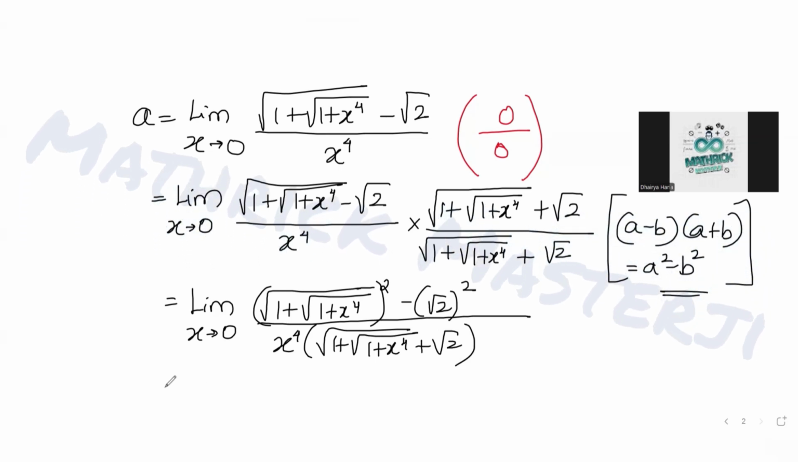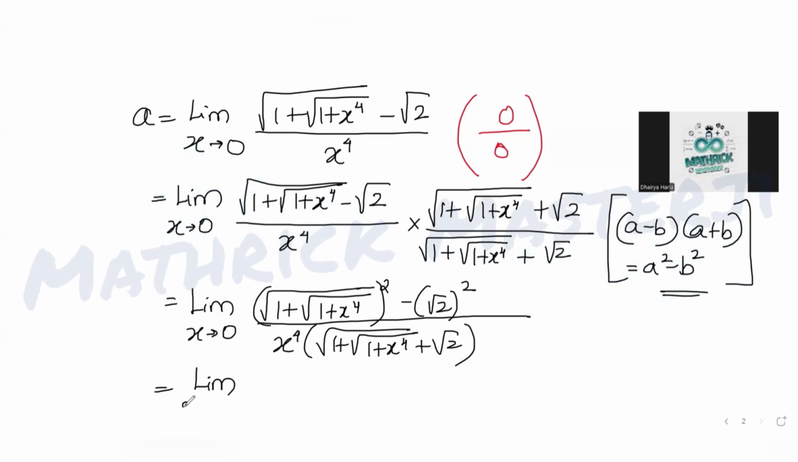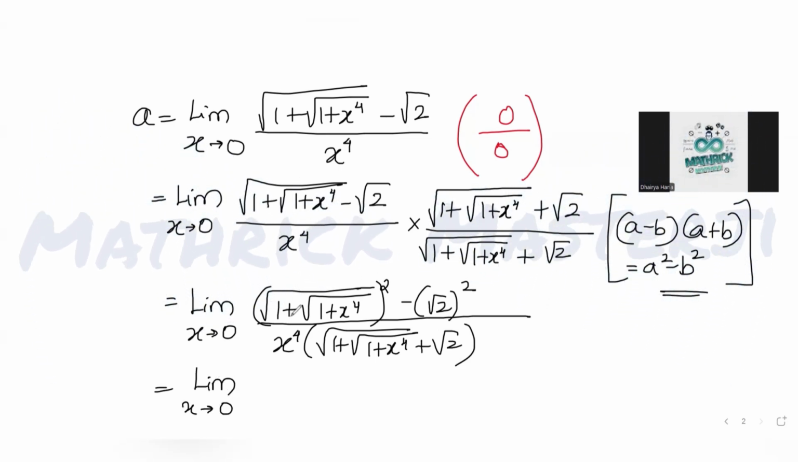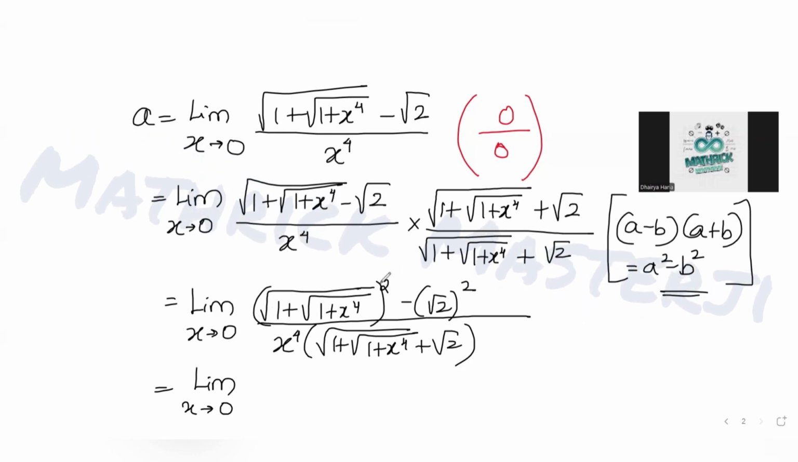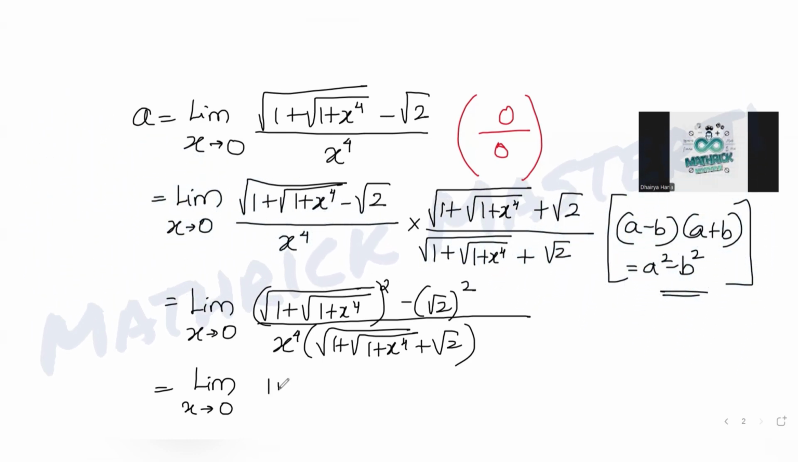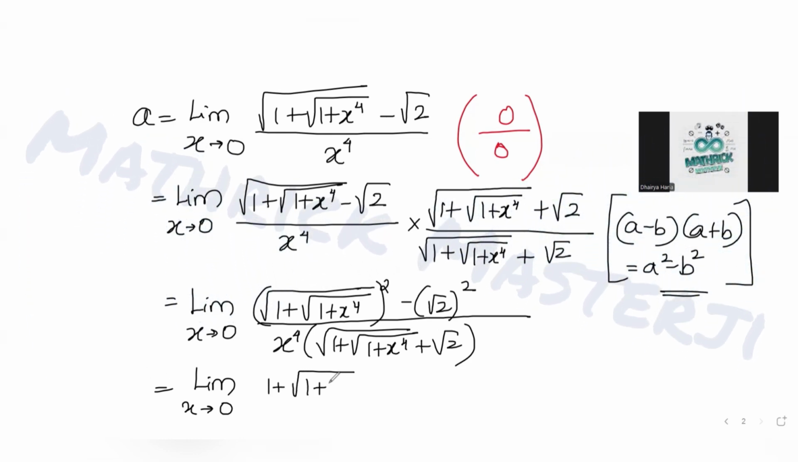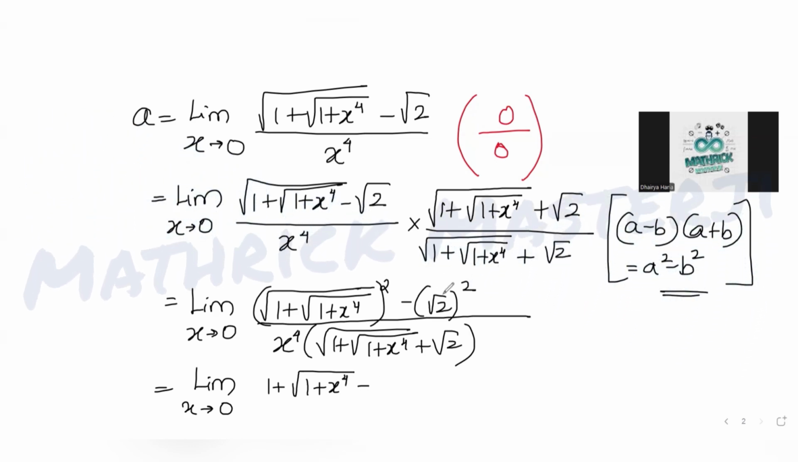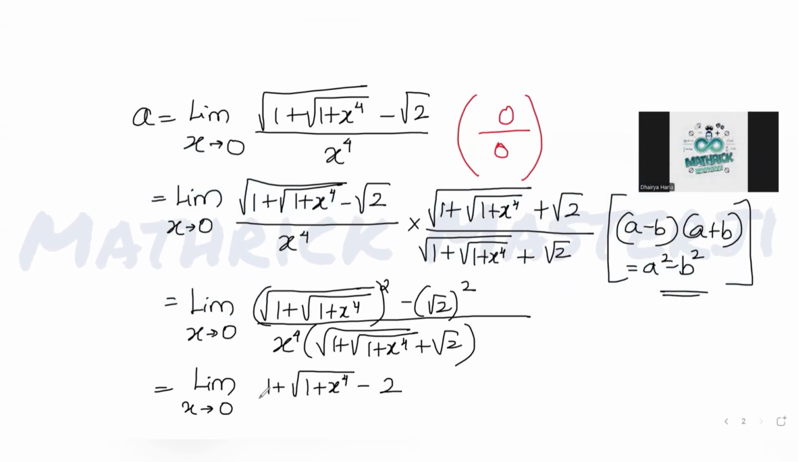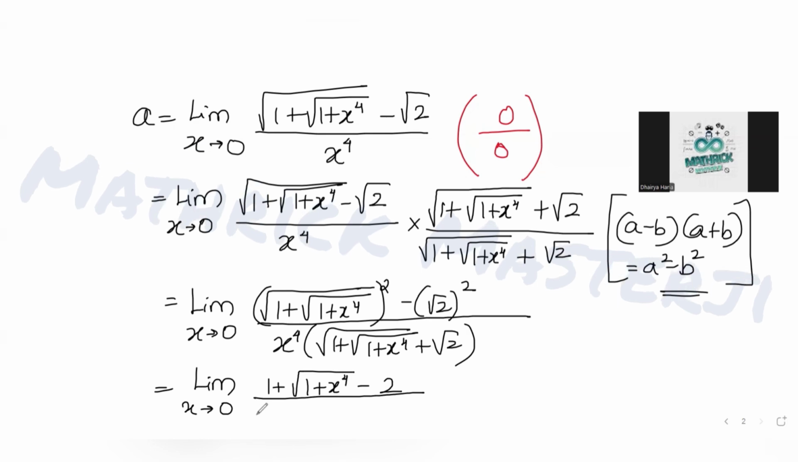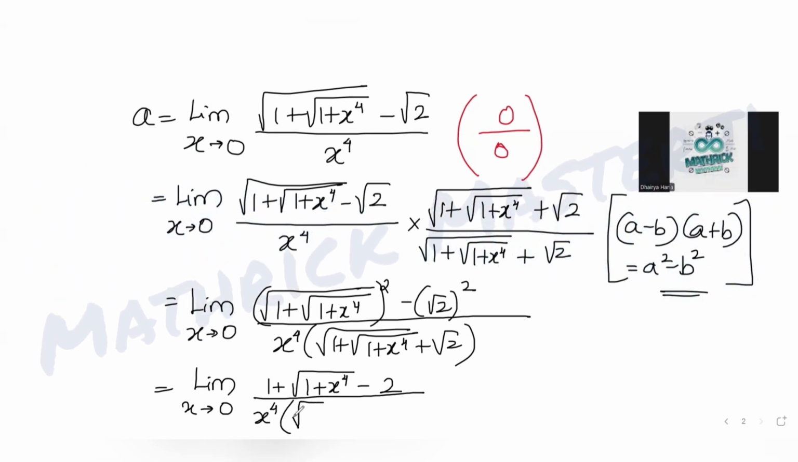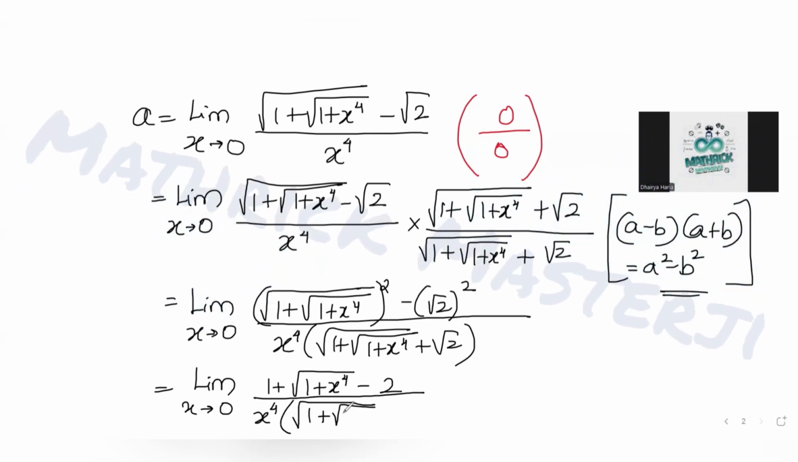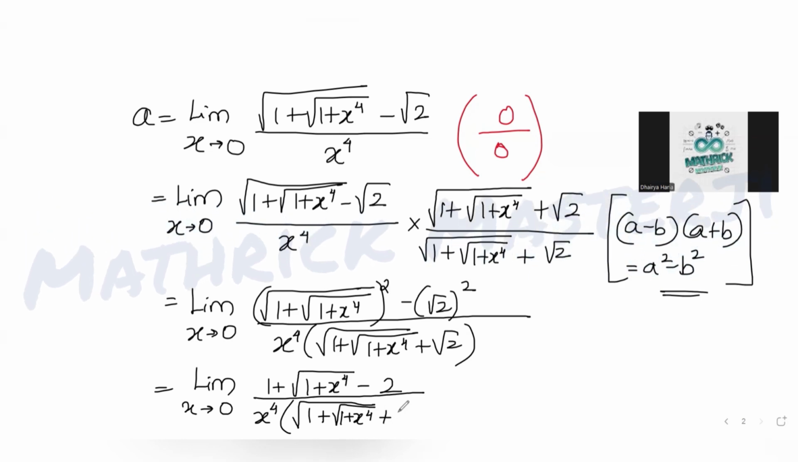Now, if I further try to solve it, I get limit x tends to 0. The square root and the square basically cancel each other, so I would be just left with 1 plus root of 1 plus x to the power 4, minus root 2 squared, which is just 2, divided by x to the power 4, and this entire expression I will write as it is.